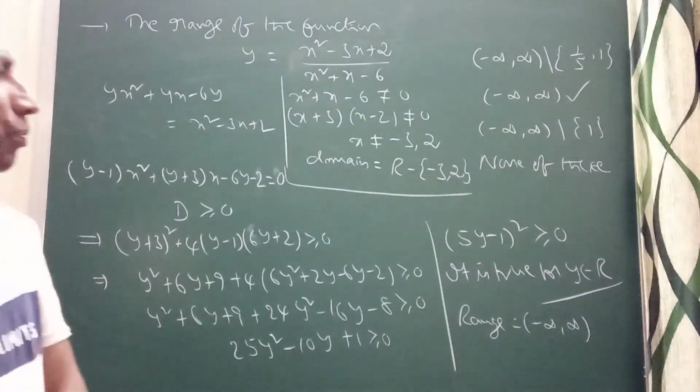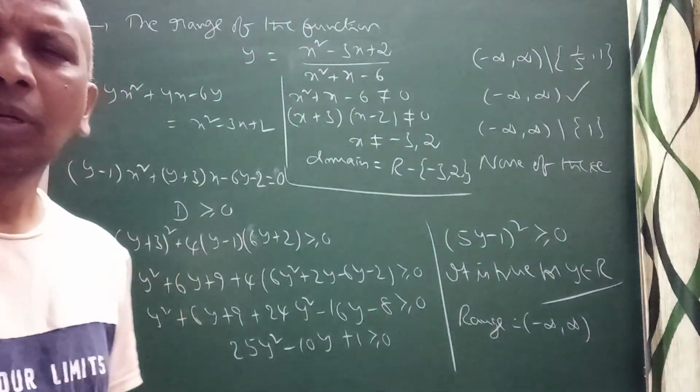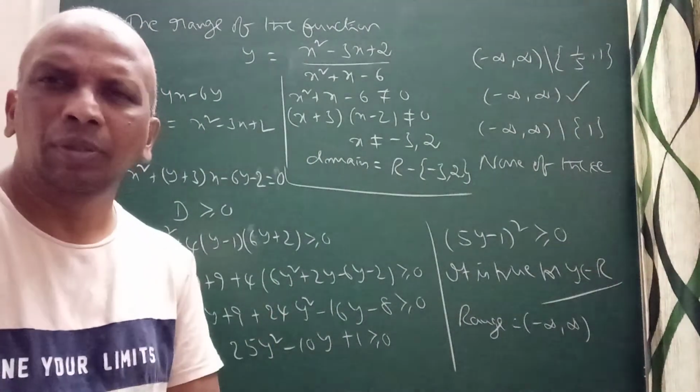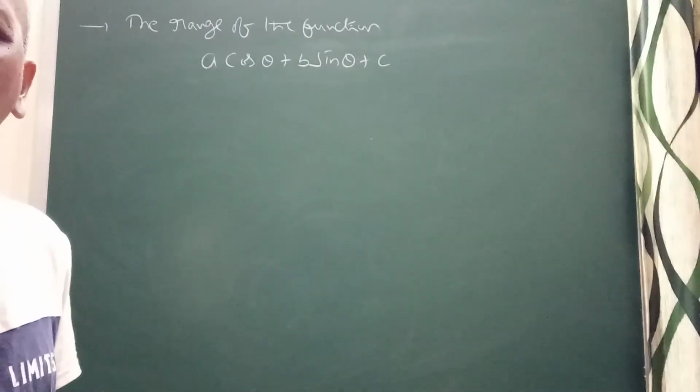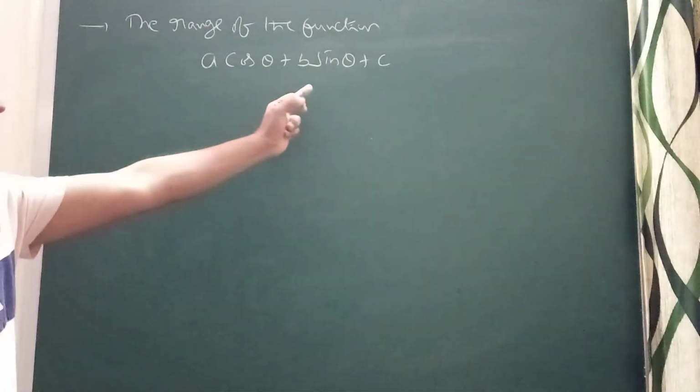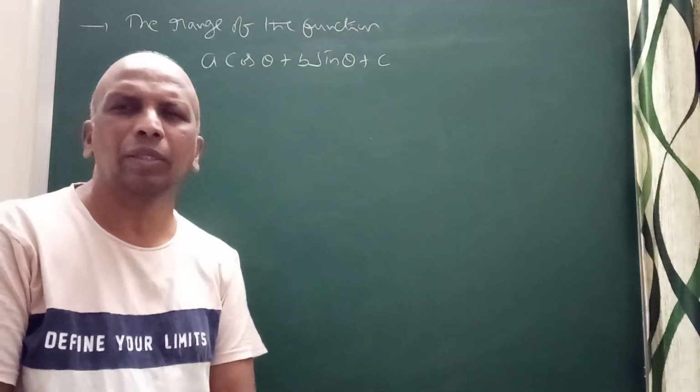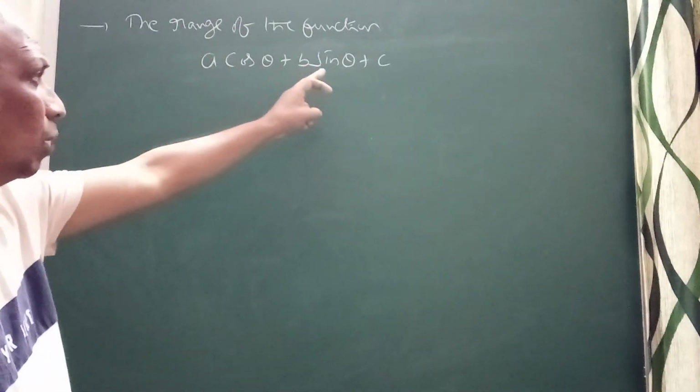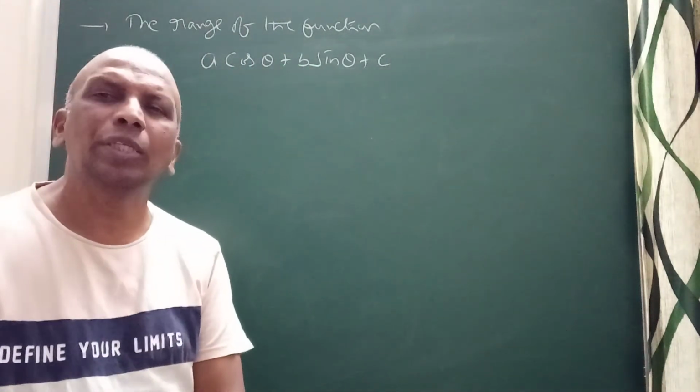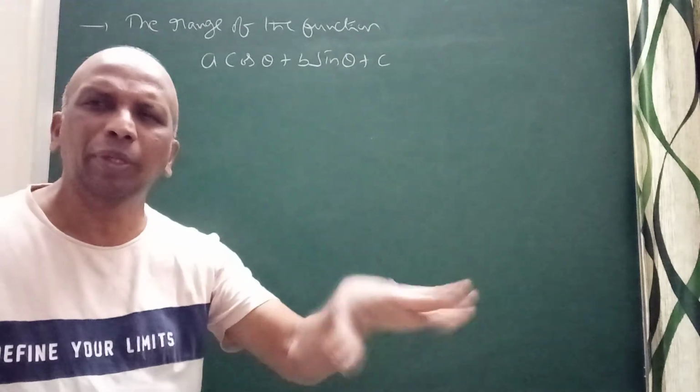Now I will do one more simple problem, and with that I will conclude this session. Find the range of the function a cos theta plus b sin theta plus c. When they are given like this, just one formula is there. Remember that you can do it, but the condition is the angle should be the same.